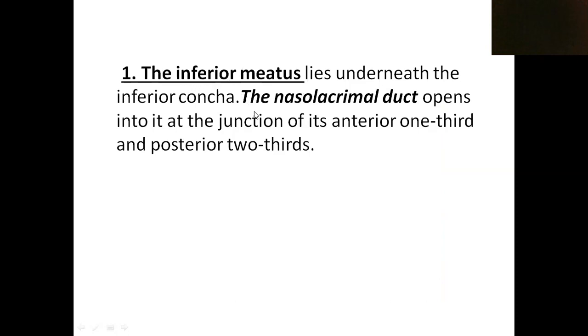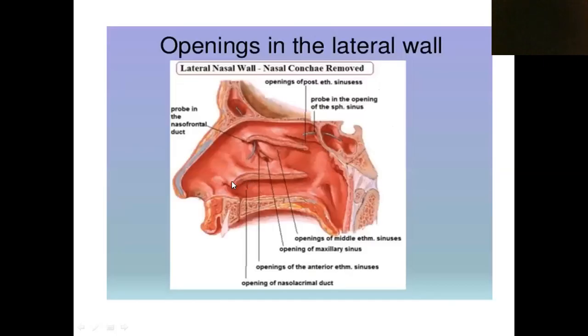The inferior meatus has one opening, the opening of the nasolacrimal duct. Here we have removed the conchae so that we can see the meatus properly. See this inferior meatus. Here we can see a small opening, that one is the opening of the nasolacrimal duct. Then we are going to see the middle meatus.